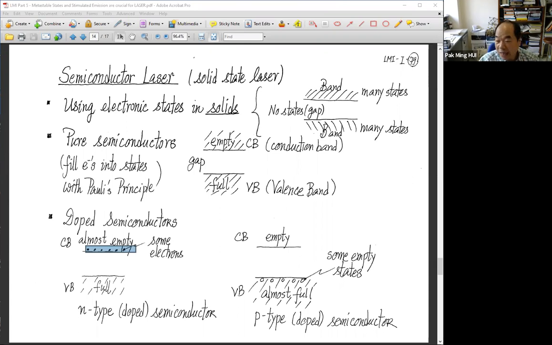Okay, so that is n-type. You replace some of the silicon atoms by phosphorus, and then however many you put in, that many electrons you can put up into this otherwise empty conduction band. The other way to do it is to put boron into silicon.